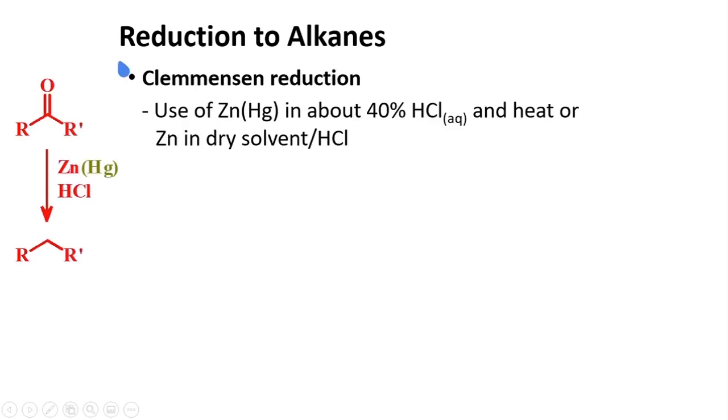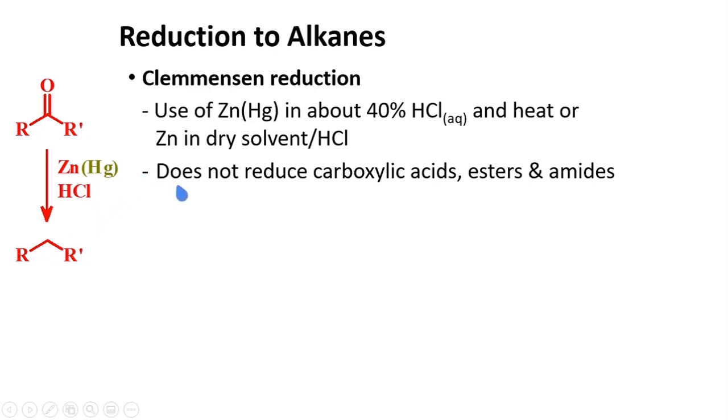Aldehydes and ketones can also be reduced directly to the alkanes. One such method is called Clemmensen reduction. It uses zinc amalgam in about 40% aqueous HCl, and you need to heat it up. An alternative to this is to use zinc powder in a dry solvent with HCl. In this case, if you use Clemmensen reduction, you will convert your carbonyl group into a methylene group, the oxygen will be removed completely. It does not reduce carboxylic acids, esters, and amides.